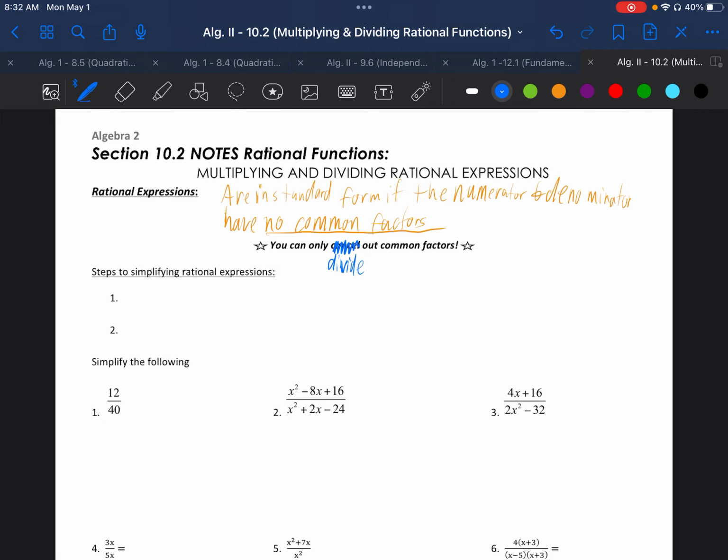So steps for simplifying rational expressions. The first step is to, like I was saying, factor. And you factor both the numerator, which I'm going to abbreviate, and the denominator, which I'm also going to abbreviate. Then the second step is going to be to vertically divide out the common factors.